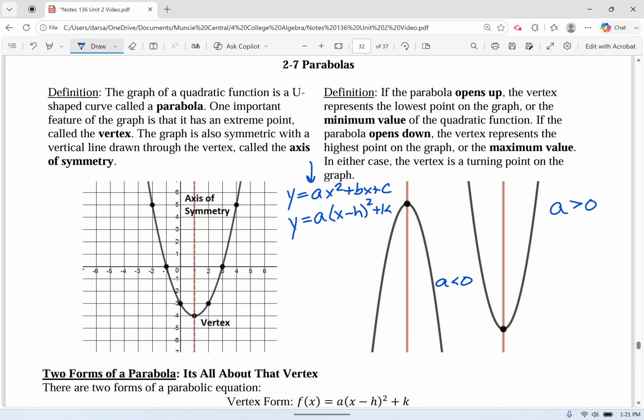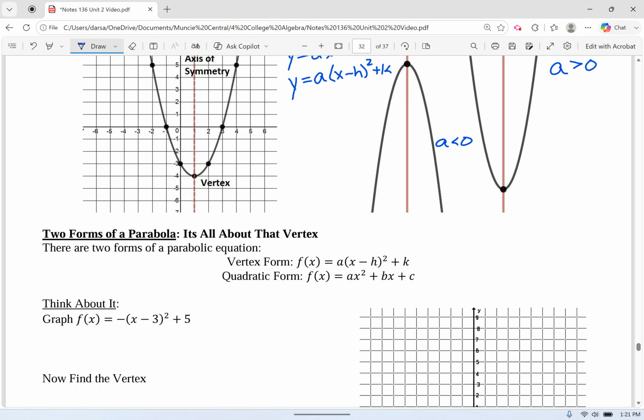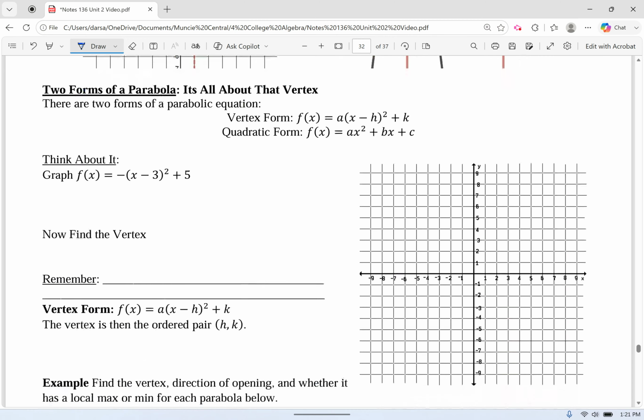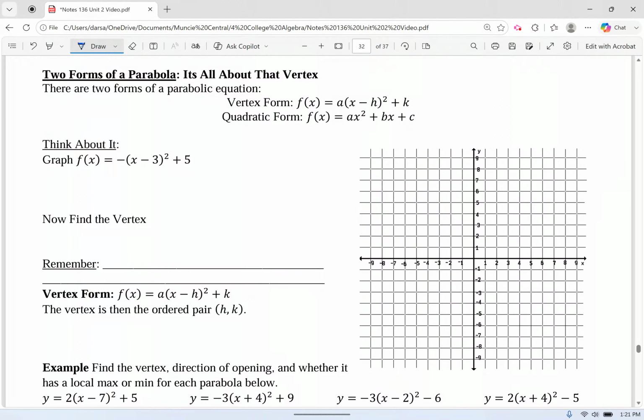So, the most important part of a parabola is always going to be the vertex. And when we look at parabolas, we're going to have two forms. What I am going to call vertex form, which is a(x minus h) squared plus k, and then what I call quadratic form, which is going to be our standard ax squared plus bx plus c that we are very used to in math. Now, you have done graphing by translations, so let's look at this graph right here.